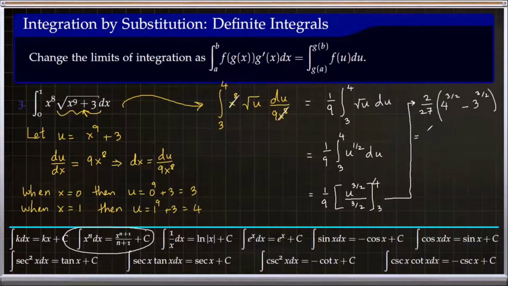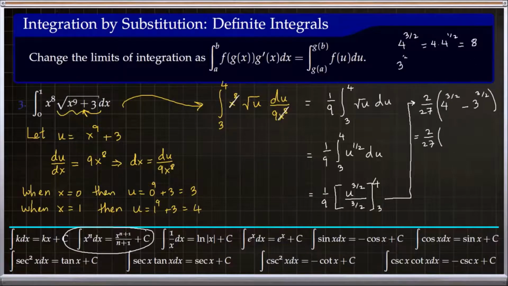So I can go one step further and write this as, so 4 to 3 by 2 you can write as 4 times 4 to 1/2, which is 4 times square root of 4. So 4 to 1/2 is simply 2. So this comes out to be 8.